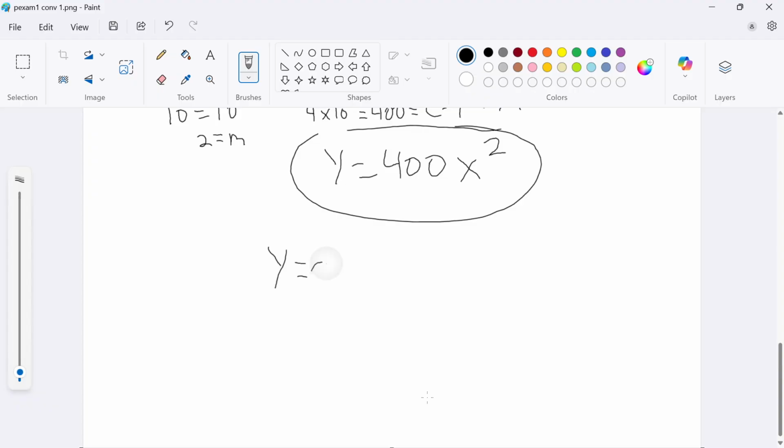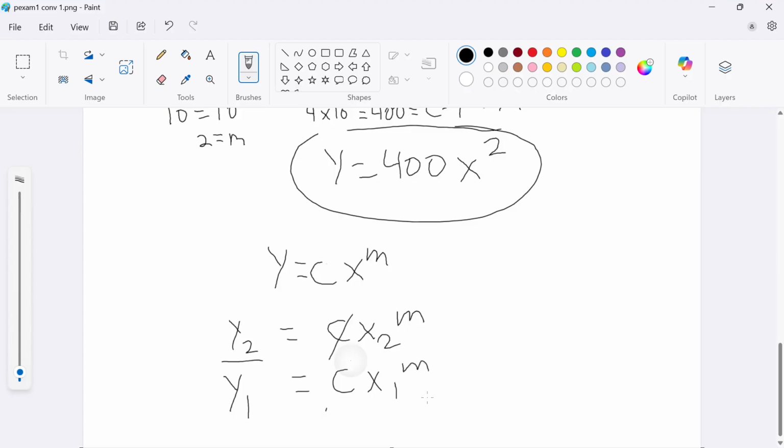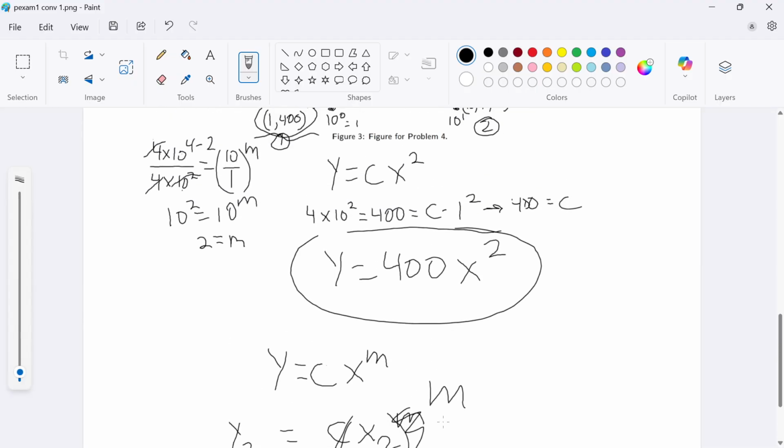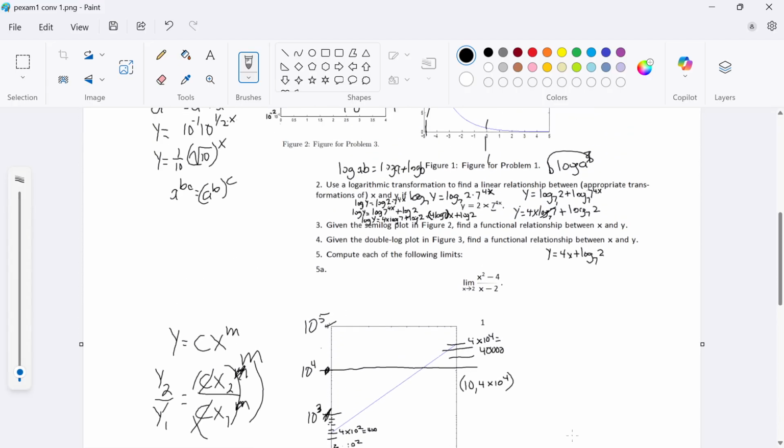Y equals c, x to the m, and then you have y2 equals c x2 to the m, divided by y1 equals c x1 to the m. The c's cancel, and the m you can actually just write as 1 exponent. So that's how you can do a log-log. This is called a log-log or a double log plot.